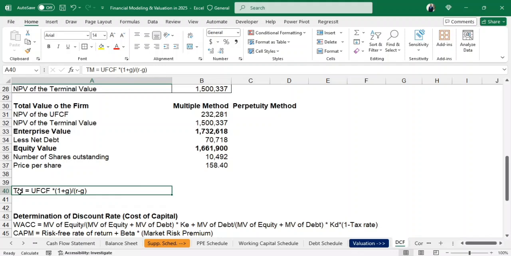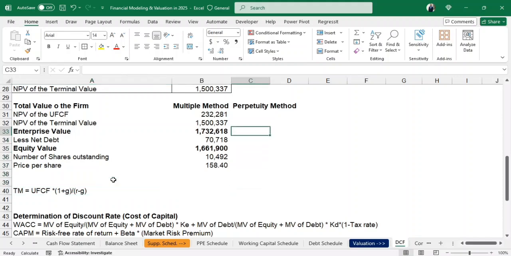All right. So unlike the multiple method that is based on a particular multiple, for instance the EBITDA multiple, under the perpetuity method we make use of this particular formula here. Now, the G is the perpetual growth rate of our cash flows. The G within the formula is the perpetual growth rate of the constant cash flows you are going to be receiving. And the R, as I already indicated, is the WACC or the discount rate. Okay. So let's see how that is going to play out.